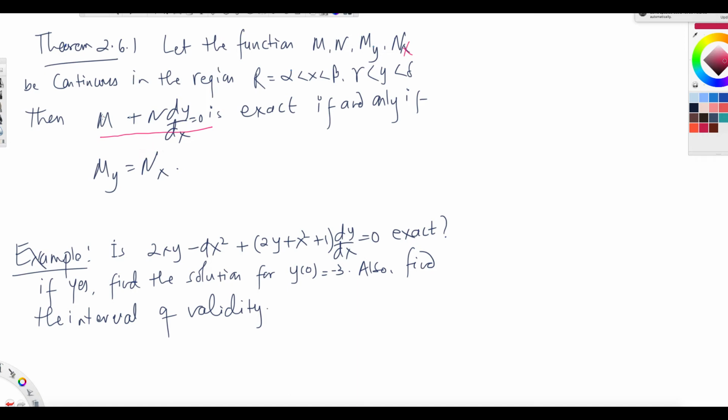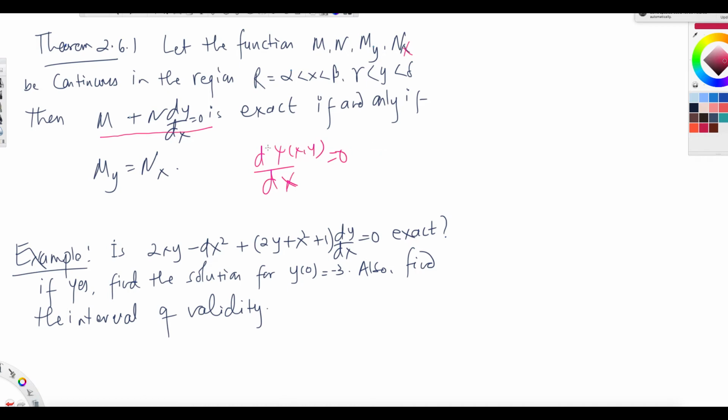Okay, if the derivative of M with respect to y is equal to the derivative of N with respect to x, then they are exact, meaning that we can write the left hand side as the derivative of a certain function psi(x,y) with respect to x, and then you write equals 0, and then to solve it you just integrate on both sides. You will get psi(x,y) equals C as the answer.